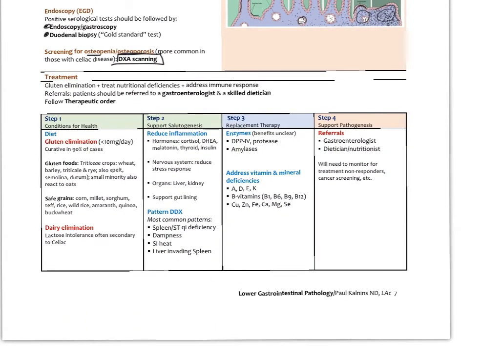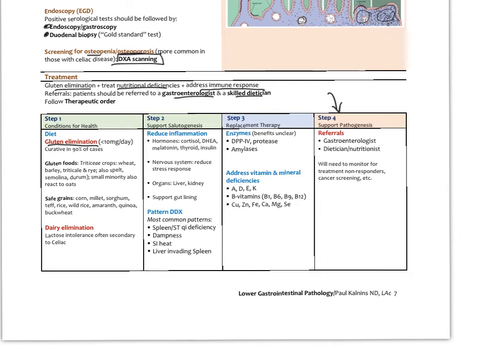Now, the treatment of celiac is fairly simple from the biomedical angle, and that is to eliminate gluten or the other prolamines and treat any nutritional deficiencies. And I would say go further, and this would be more the adjunctive care, address the overactive immune response. Most patients should be referred to the gastroenterologist and maybe a skilled dietitian as well. So therapeutic order, really we're going to jump to level 4 usually first with our referrals. They'll need to be monitored, cancer screening, etc. But here, gluten elimination, it's curative really in 90% of cases.